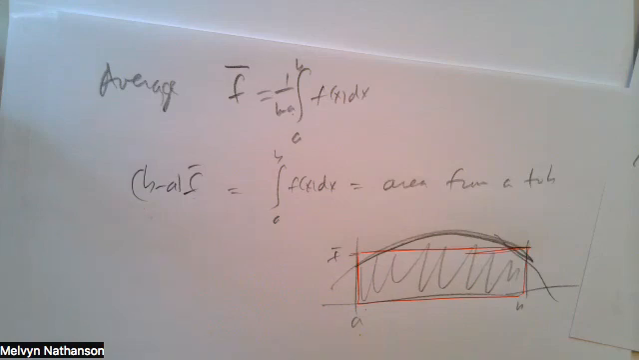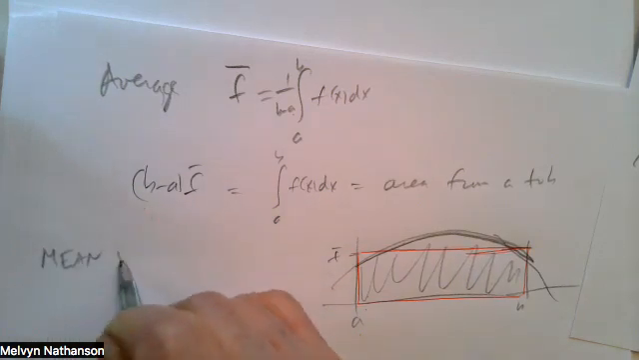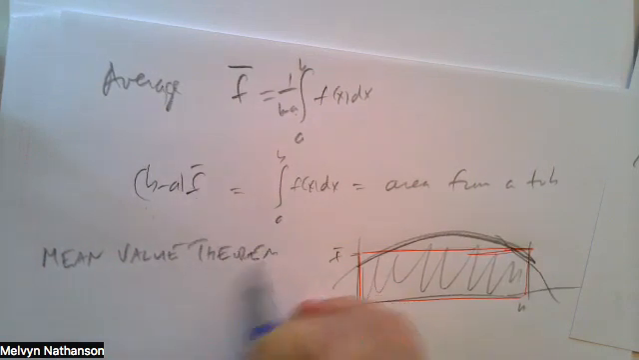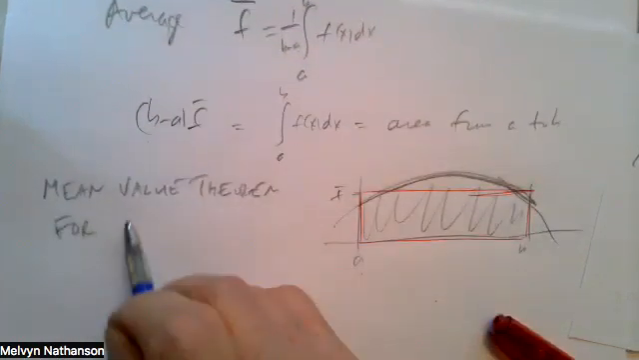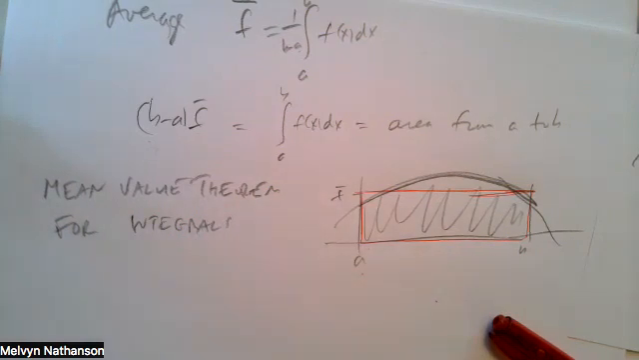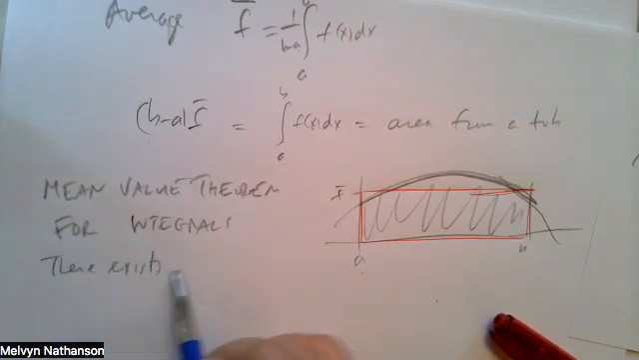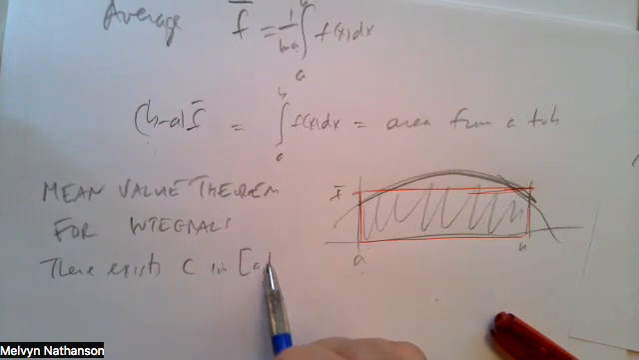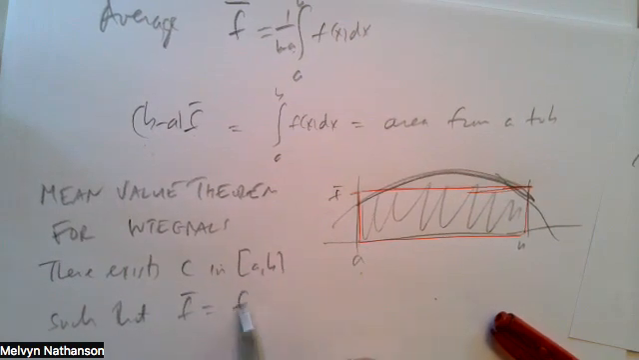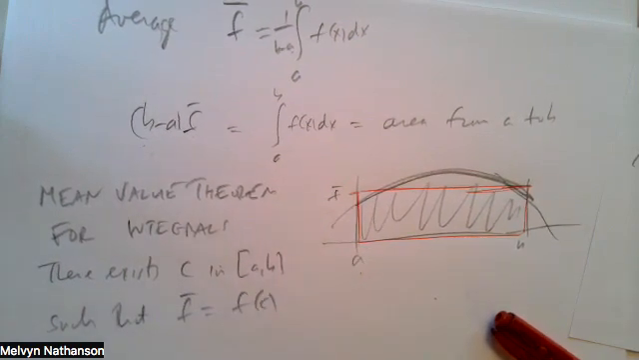And the mean value theorem for integrals says that if you have a nice continuous function, there always exists at least one point c in the interval from a to b, such that the average value of the function is the value of the function at this number c.